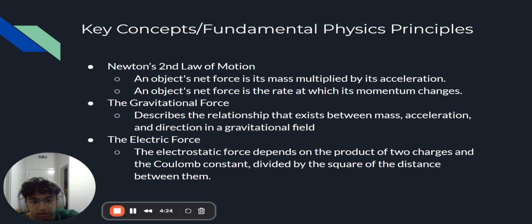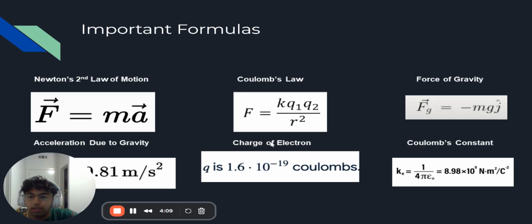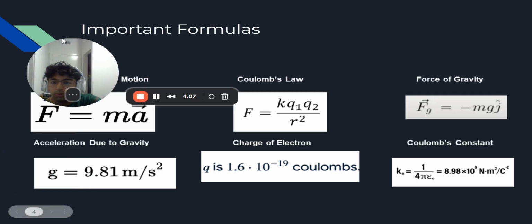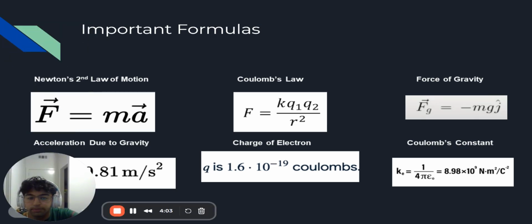the gravitational force, which looks at the relationship between mass, acceleration, and direction in a gravitational field, and then the electric force, which is the electrostatic force based on the two charges and the Coulomb constant. So here are a bunch of formulas that we will be using in this lab.